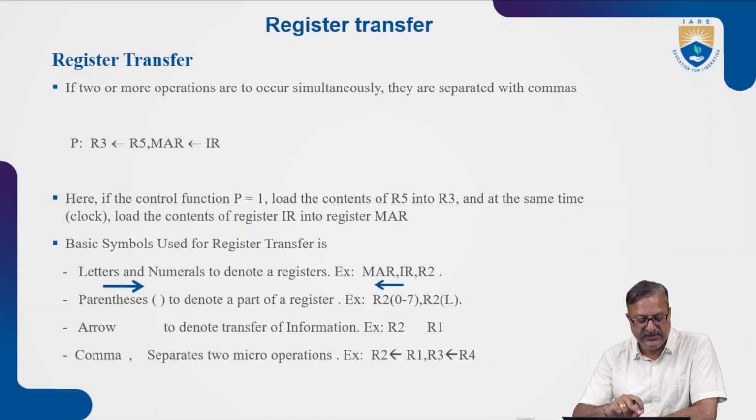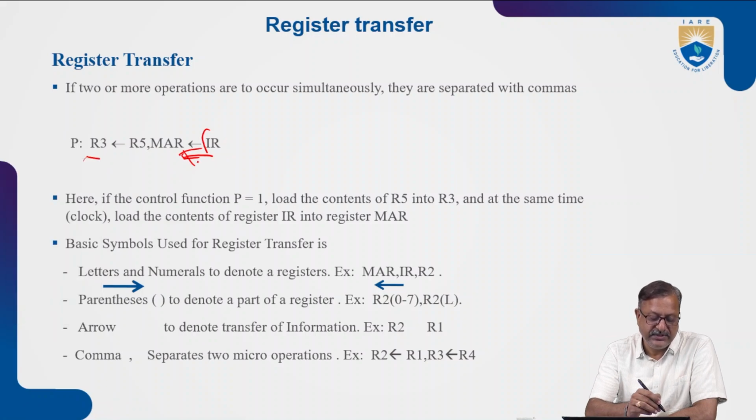Now here you can see there are two or more operations that occur simultaneously. They are separated with commas. One operation is to move the data from R5 into R3. Next, the instruction register is pointing to the MAR, the memory address register. The value present in the instruction register you have to move into the memory address register. So these are the two operations being performed separately.